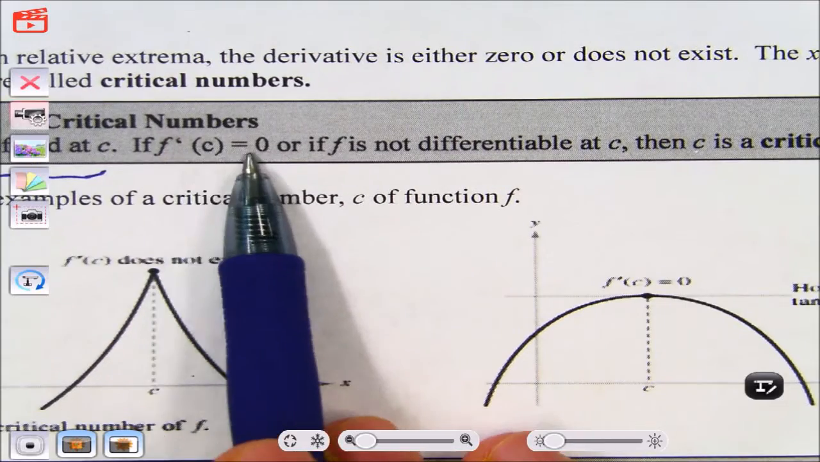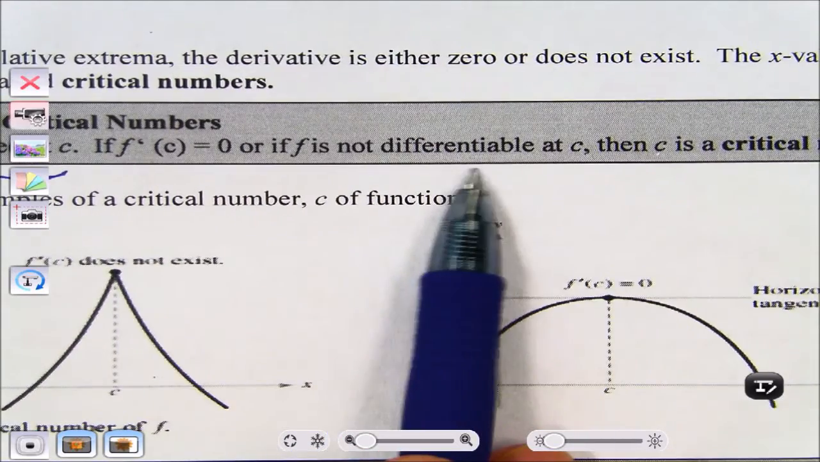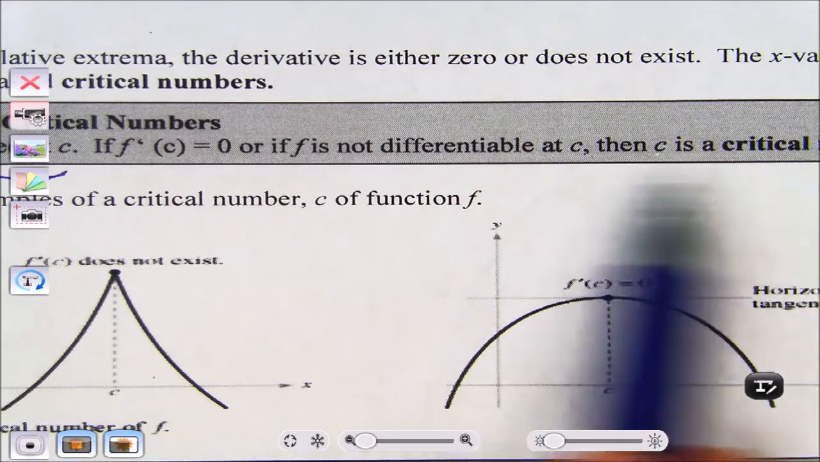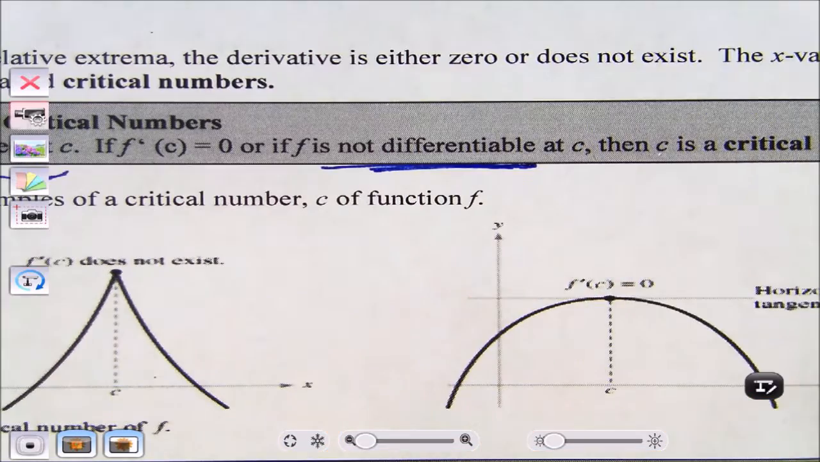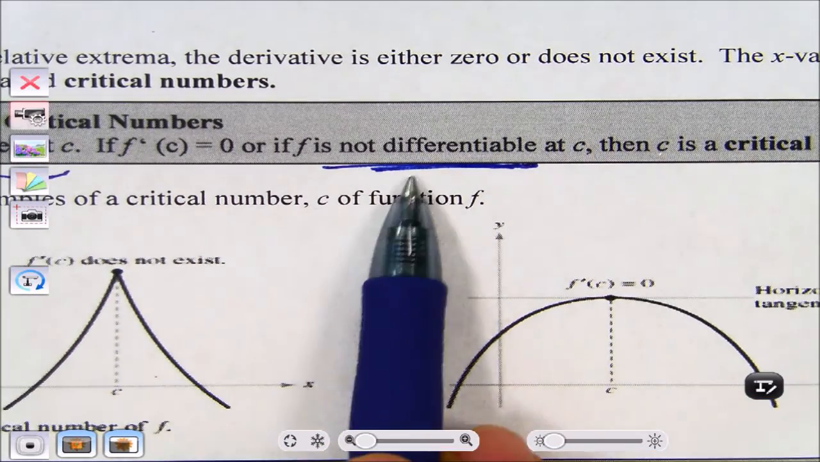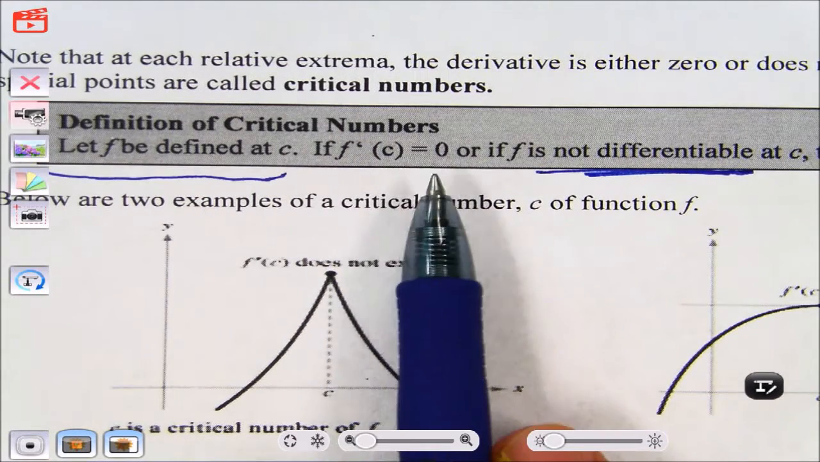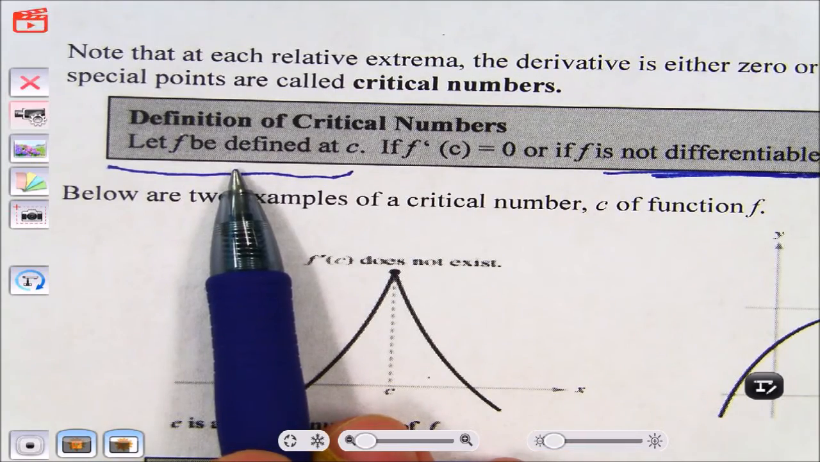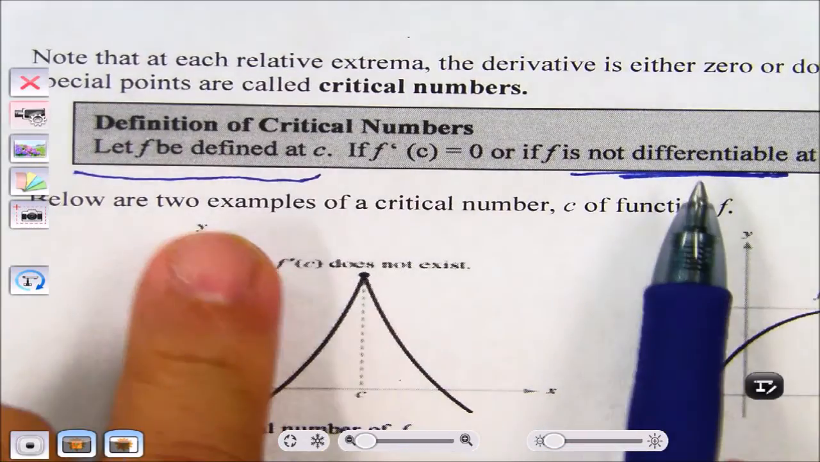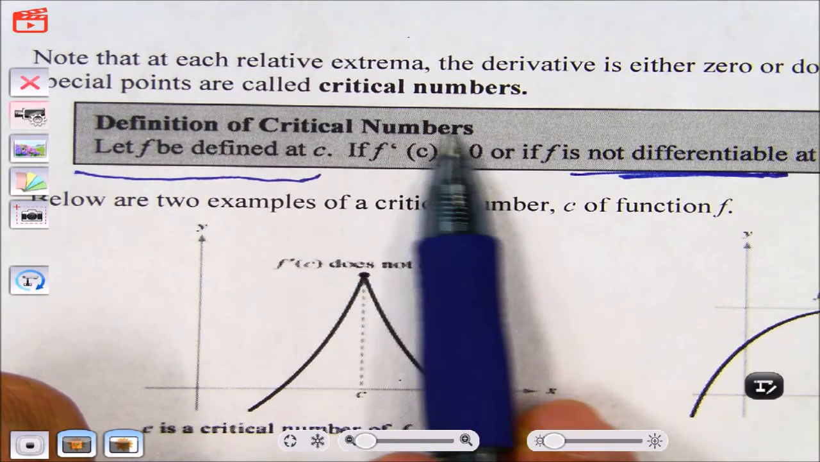And then it says f prime of c equals 0, or it's not differentiable at c. Then it's a critical number. So this is the part that most people forget. Okay? So that f is not differentiable at c, it's a critical number. But most people remember that if it's equal to 0, that's good. Okay. And then another part people forget that it has to be defined.